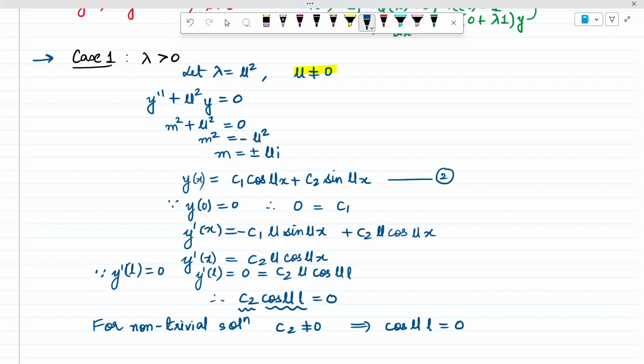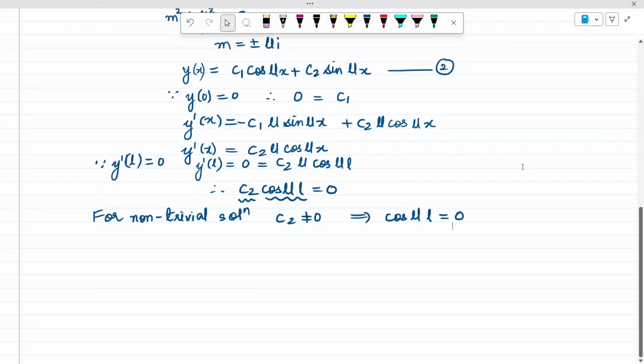When is cos value equal to 0? For which angles? Pi by 2. Odd pi by 2. Not only pi by 2, 3 pi by 2, 5 pi by 2, 7 pi by 2, all the odd pi by 2s. Okay, fine.